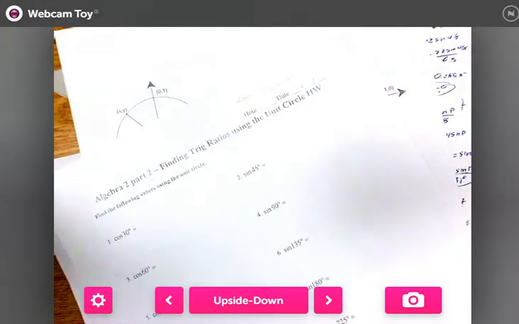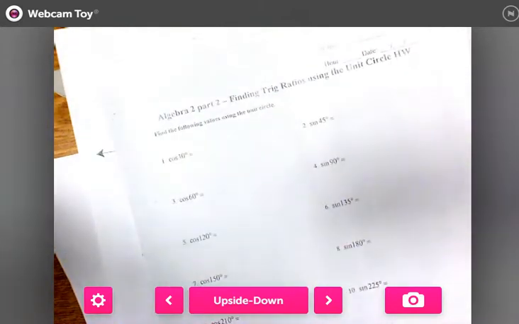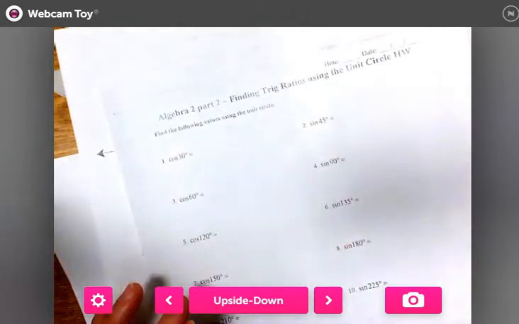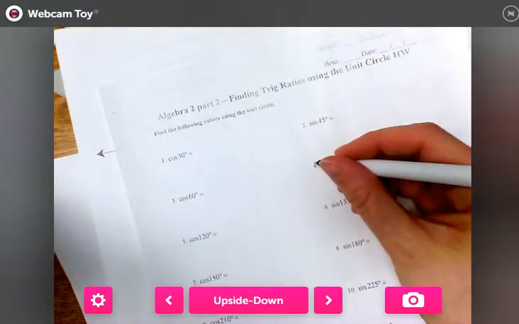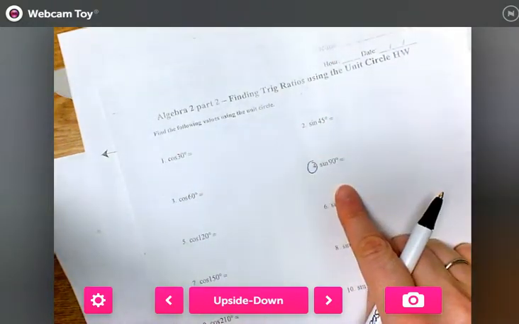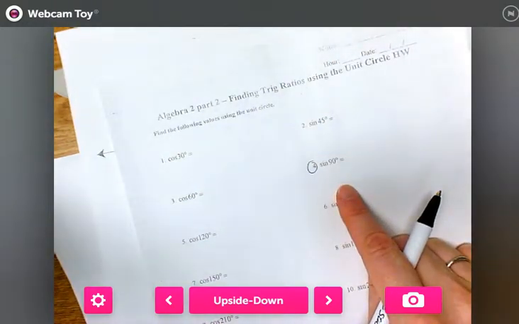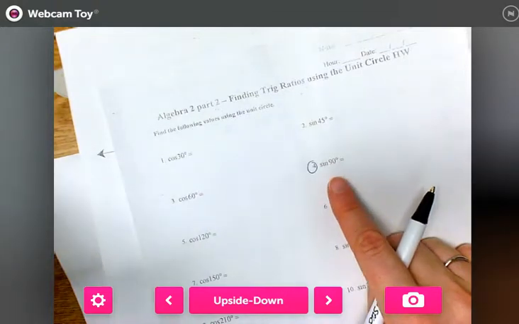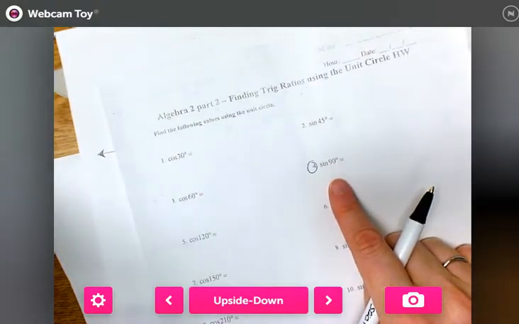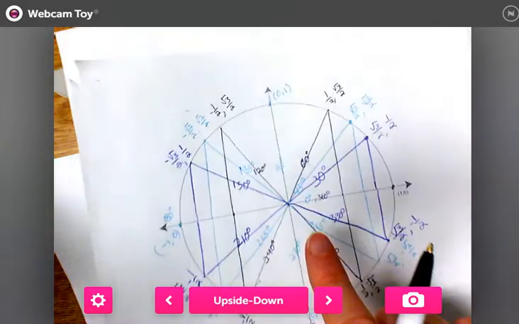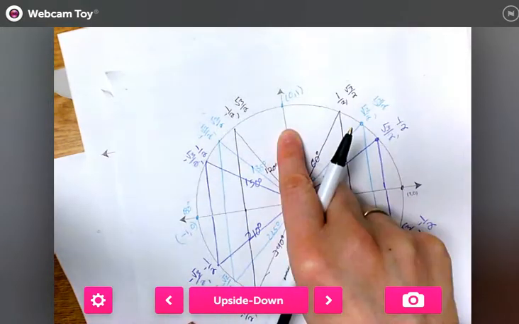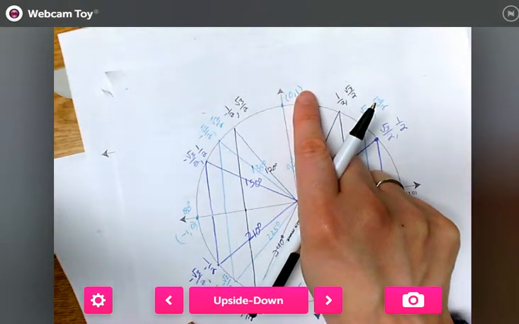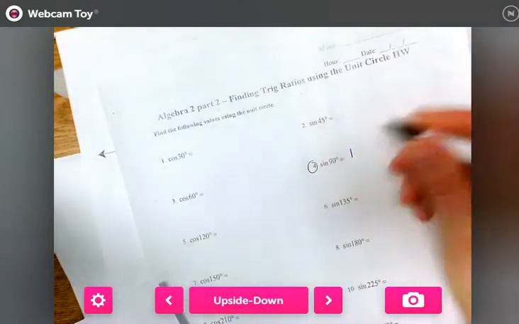Real quick, I'm just going to do 2 problems from here. I'm going to do a sine and a cosine. So I'm going to do number 4. I'm literally doing some of your homework right now, so I would pay attention. If we want the sine, remember the sine is the y value. So I go here to where it says 90 degrees. The y value is 1. So that's just my answer.